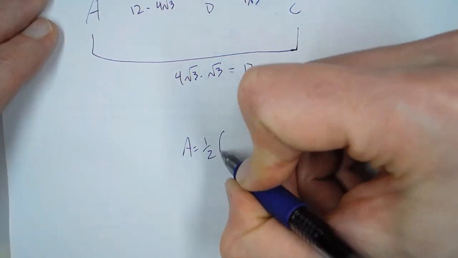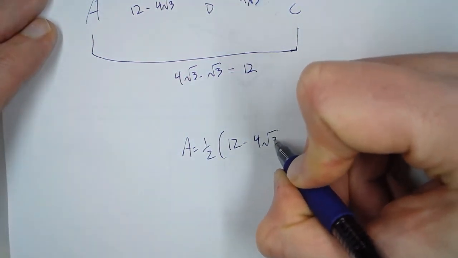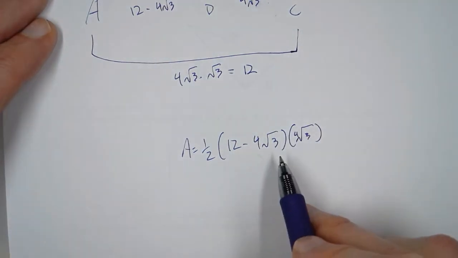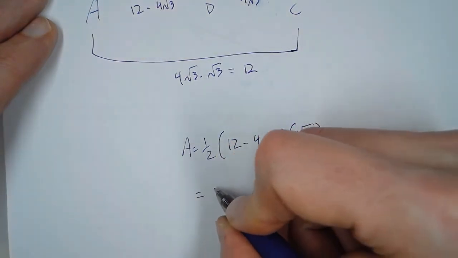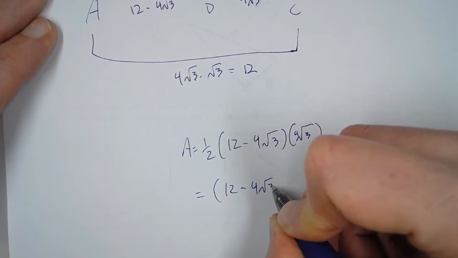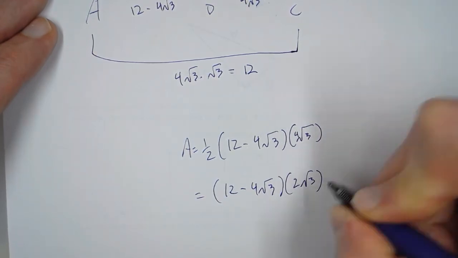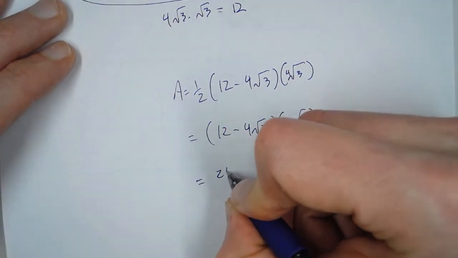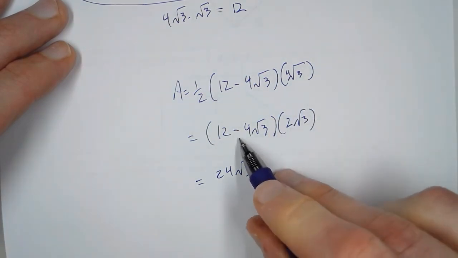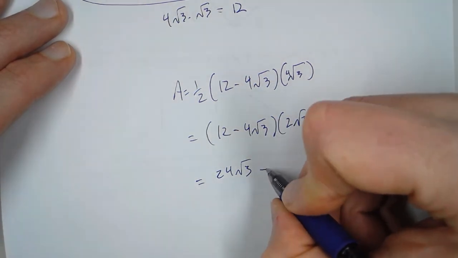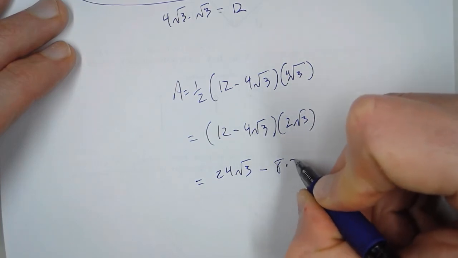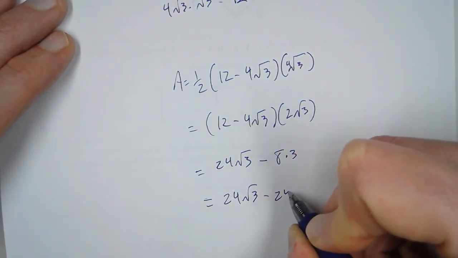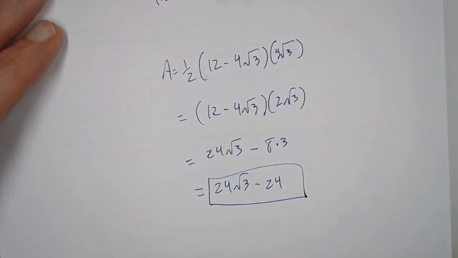So 1/2 the base, so 12 minus 4 square root of 3, times the height, 4 square root of 3. We're going to multiply the 1/2 onto that 4 over there. So we have 12 minus 4 square root of 3 times 2 square root of 3. So now we'll distribute this. 12 times 2 radical 3 is 24 radical 3. And minus 4 times 2 is 8. Square root of 3 times square root of 3 is 3. So we'll write this as 24 square root of 3 minus 24. And there is our exact answer for the area.